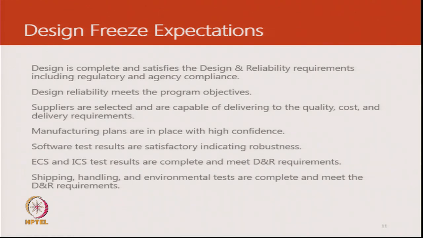When we say ECS, it is an engineering check sample, and test results are complete. So engineering check sample is different from the initial check sample, which is more closer to a prototype. Engineering check samples means they can be reproduced. You have more than 3 or 4 units.